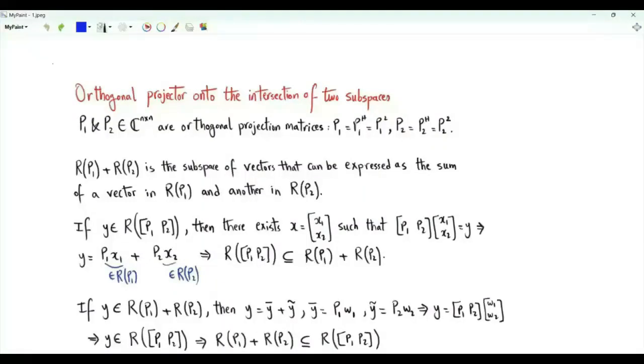Bismillahirrahmanirrahim. We are interested in obtaining the orthogonal projection matrix onto the intersection of the ranges of two given orthogonal projection matrices P1 and P2. P1 and P2 are matrices of size n by n. They are orthogonal projectors, so each is Hermitian and idempotent.